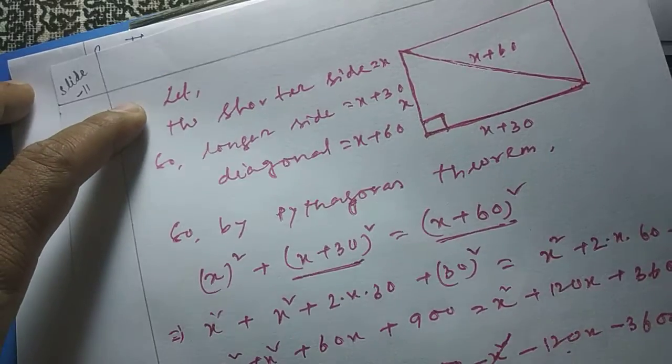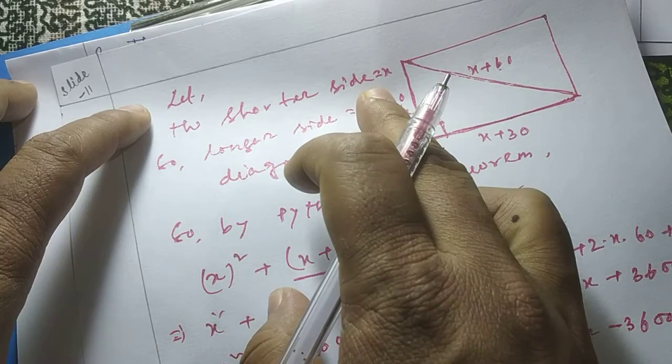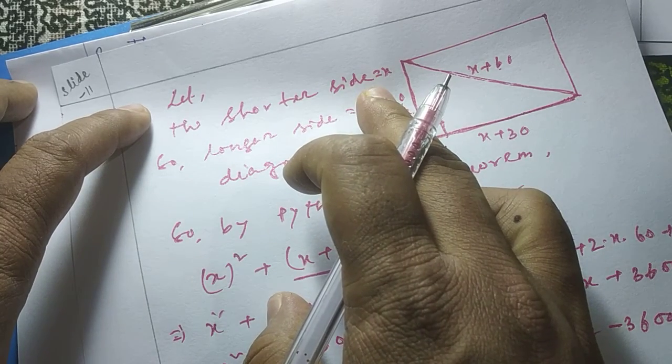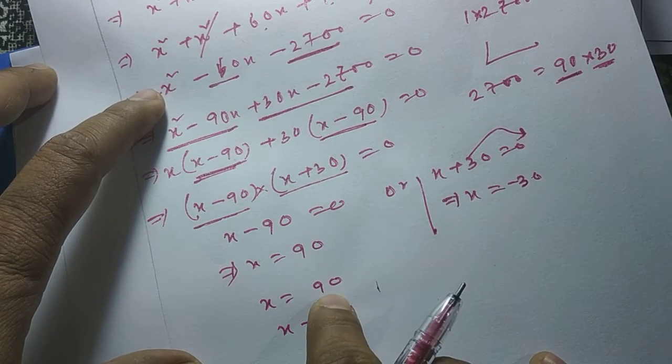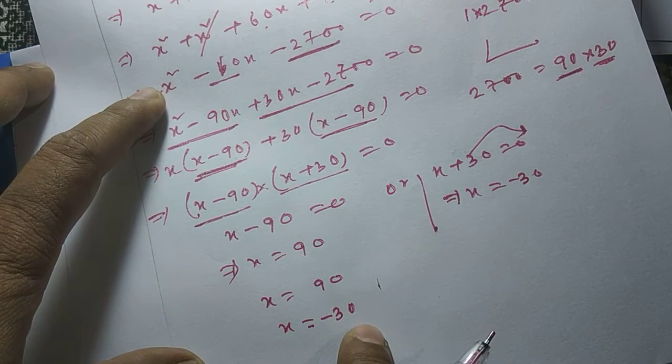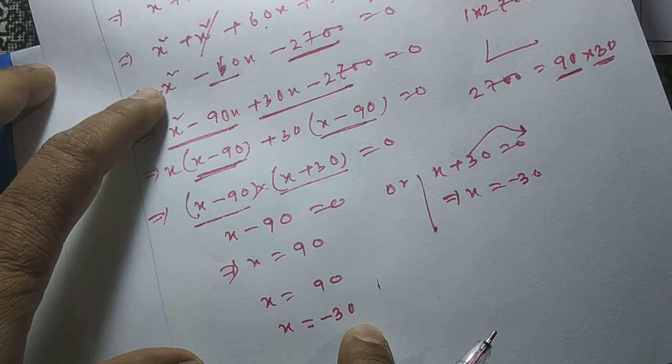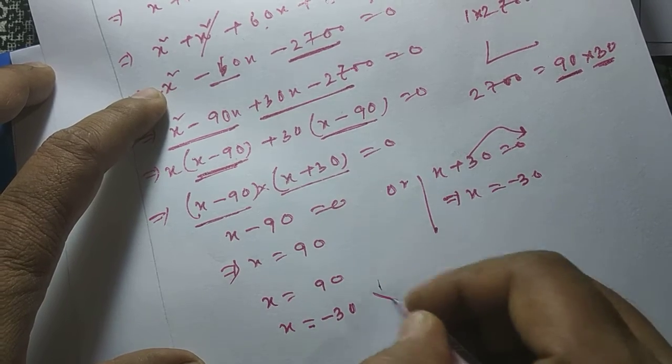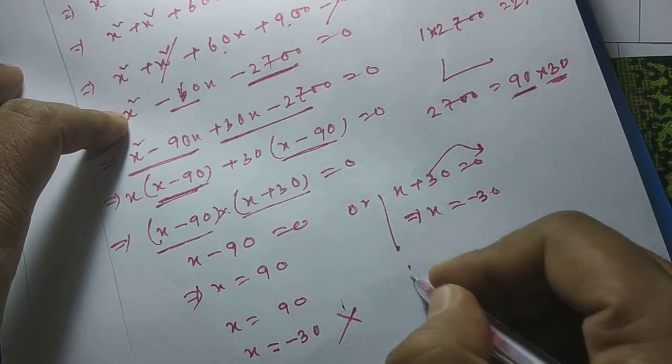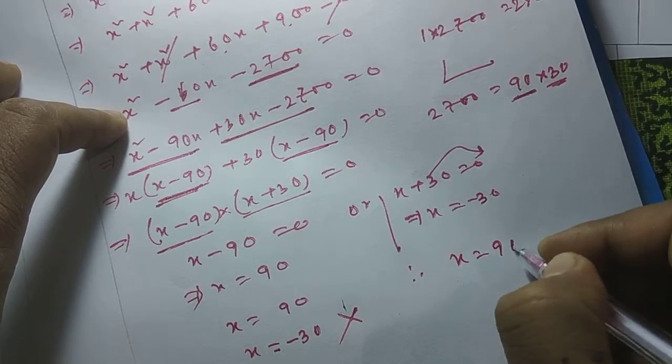Now look at the x. What we assumed? x is the length of the shorter side. So here we got either x equal to 90 or x equal to minus 30. The length cannot be negative, so we cannot take this one. So obviously x will be 90.